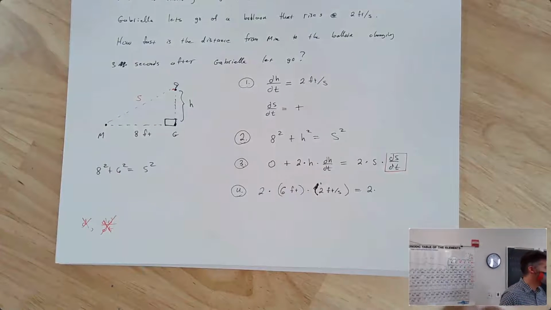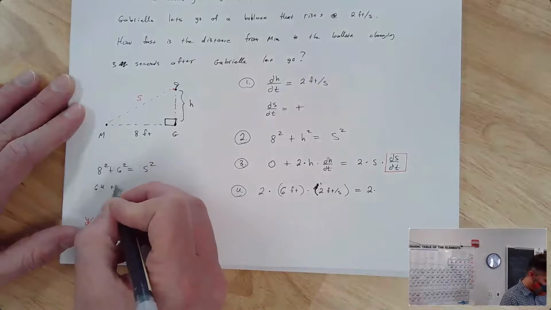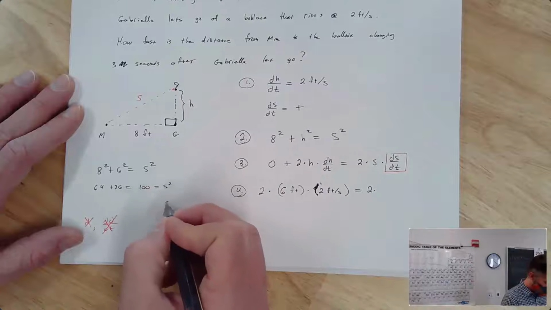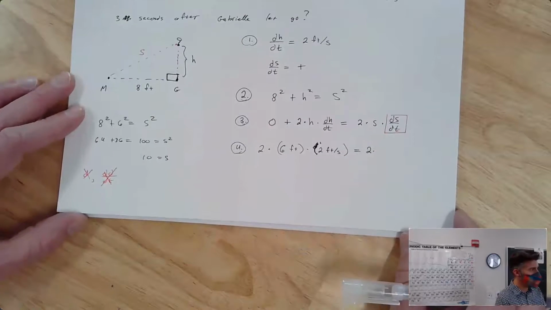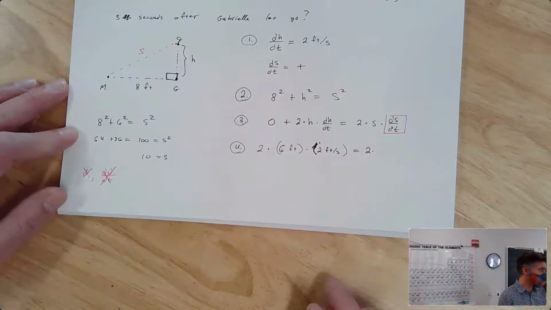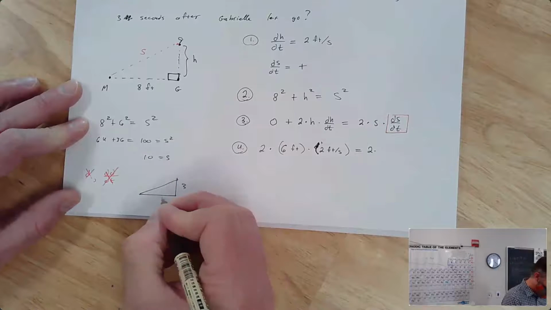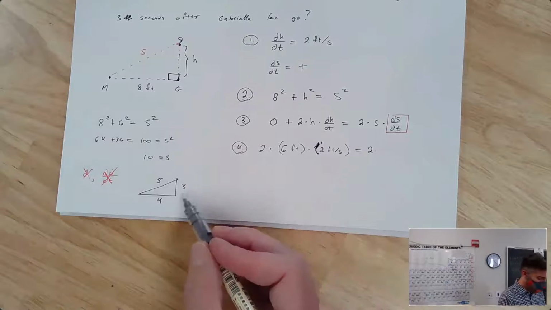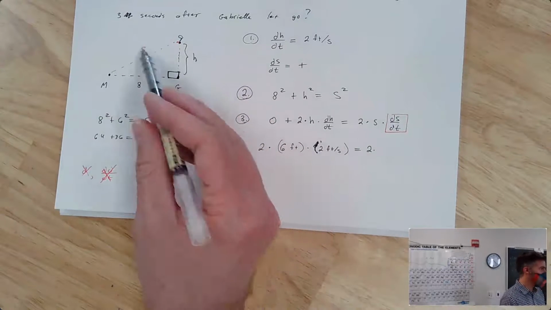And not all the time, but a lot of the time they're going to make the numbers nice. 8 squared is 64, 6 squared is 36, and 64 plus 36 is 100. So S has to be 10. And what you might see here is what we really have is a 3, 4, 5 right triangle going on. So if you look at this 3, 4, 5 triangle, and you multiply all the sides by 2, you have a 6, 8, 10 triangle, which is exactly what we have.